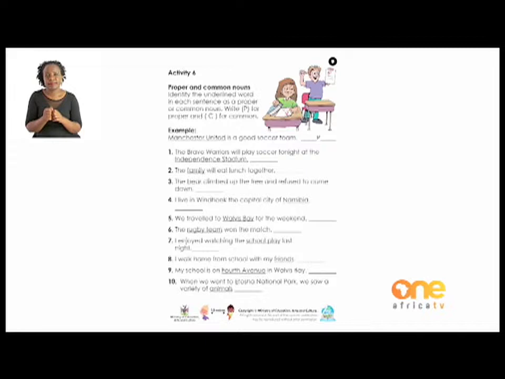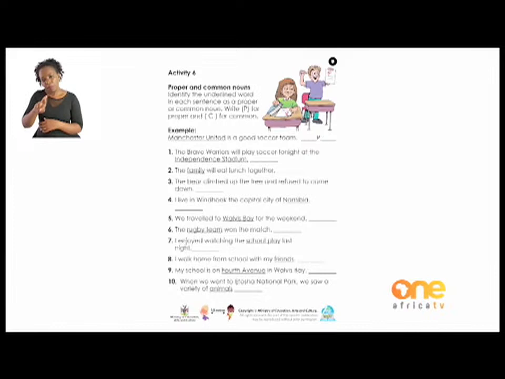Right, are we all on page 9? This is activity 6. Proper and common nouns. Identify the underlined word in each sentence as a proper or common noun. Write P for proper and C for common.